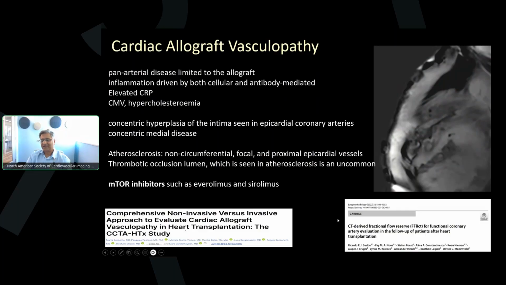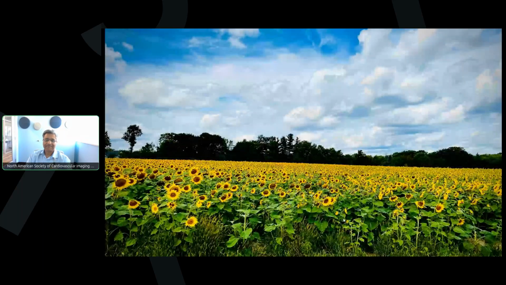in these patients. They suggested that a decrease in FFR values can be seen even before we start visually seeing plaques. So this is very interesting, and probably we might be seeing more of this.